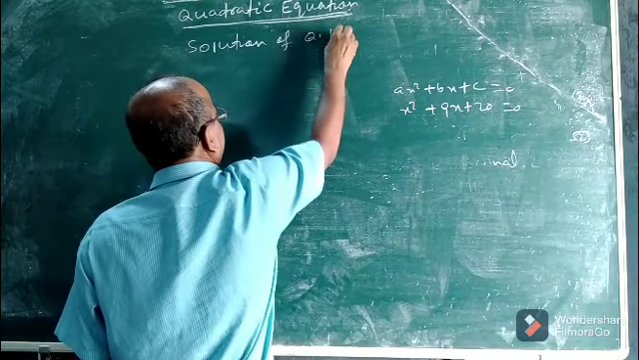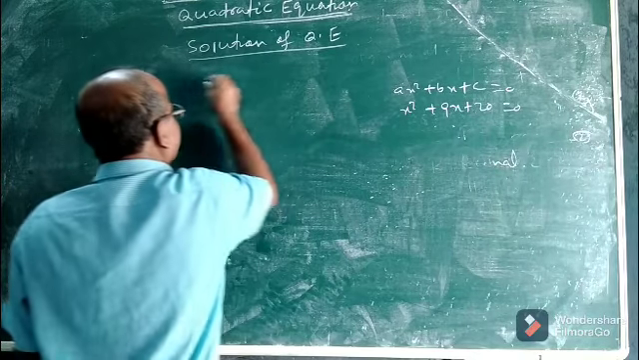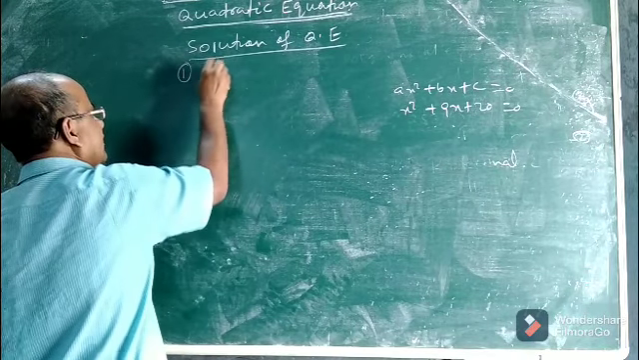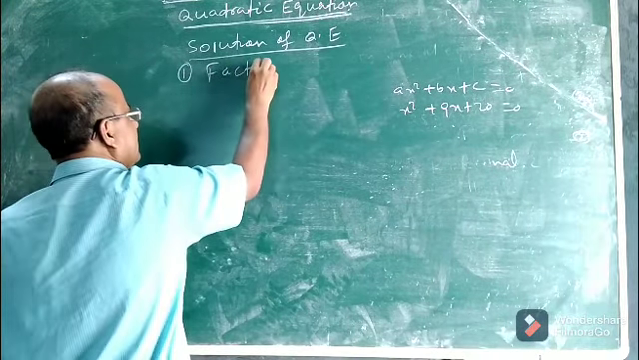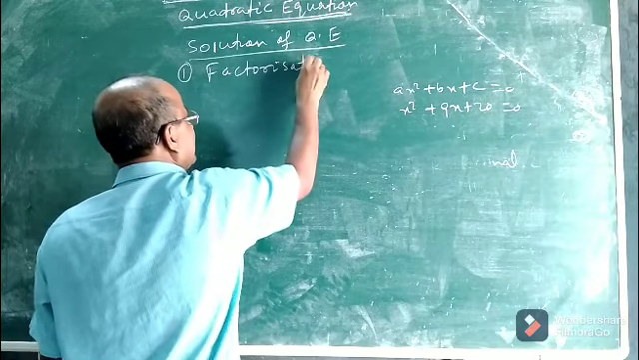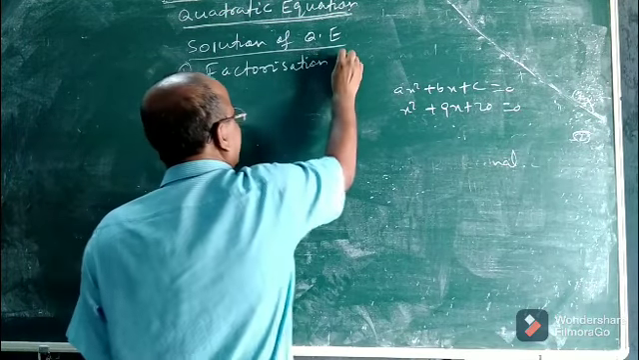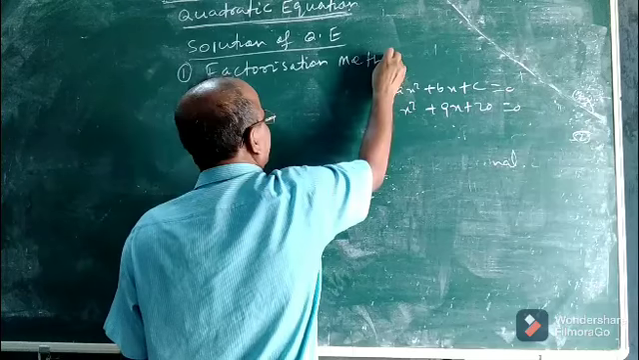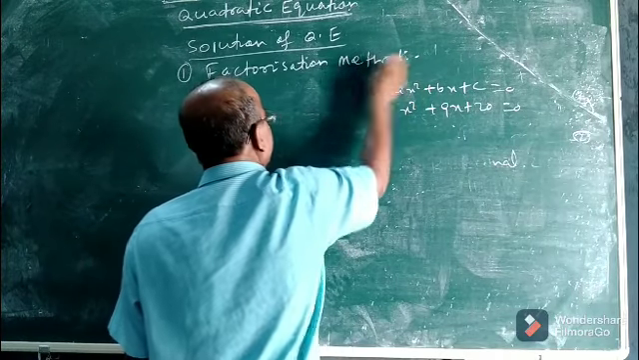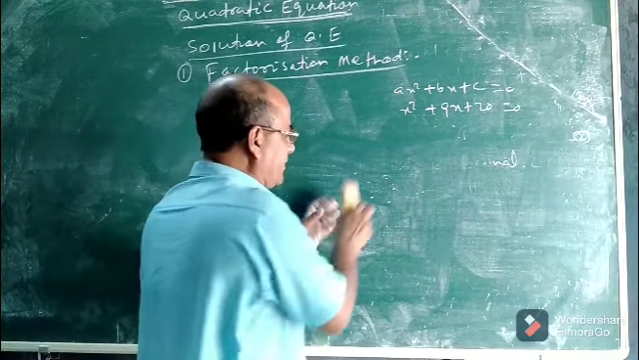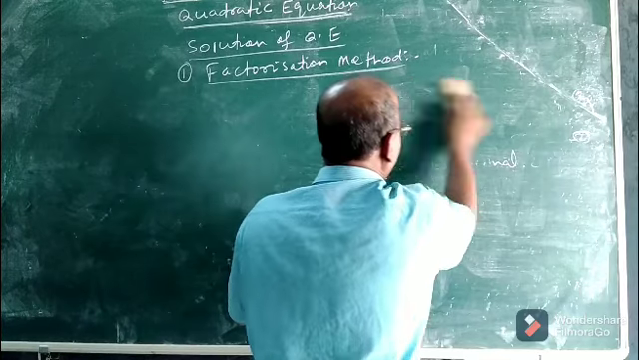So what are the different methods? Today let us discuss the first method. It is known as your factorization method. So what is the factorization method of solving a quadratic equation in any variable? Okay. What is the principle? What is the principle of this method?